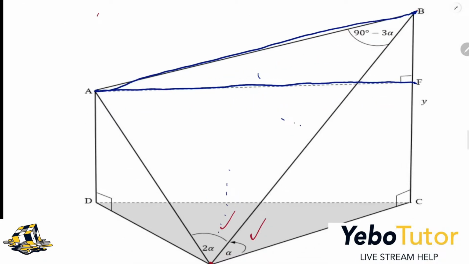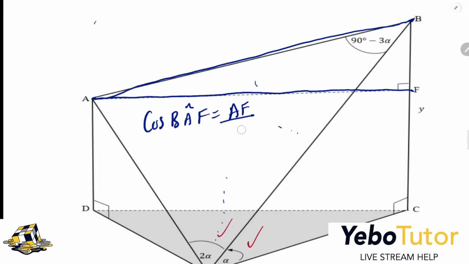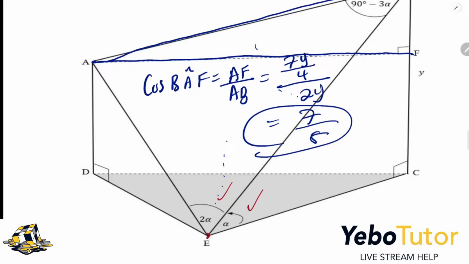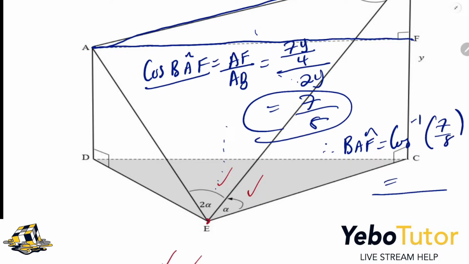Now we can see that cos of BAF will be equal to AF over AB. This will be 7y over 4 divided by 2y, which is just the same as 7 over 8. That is not bad, guys. Come on. So now we can find BAF, because BAF will just be equal to inverse cos of 7 over 8. Then you use your calculator to get the angle. Guys, come on now.